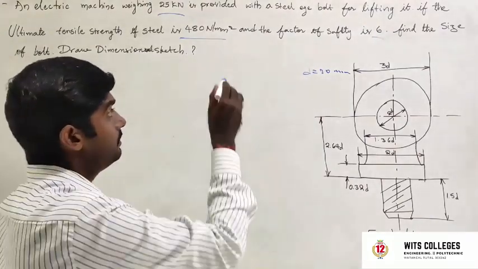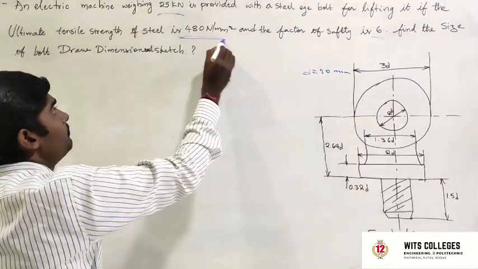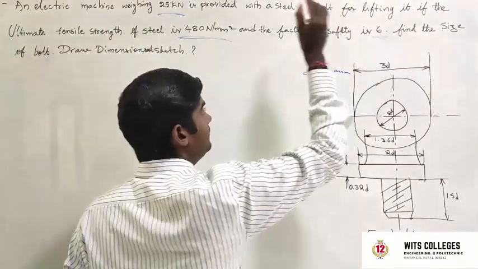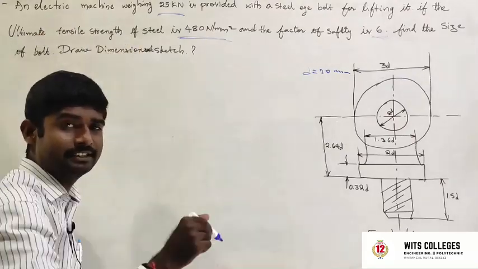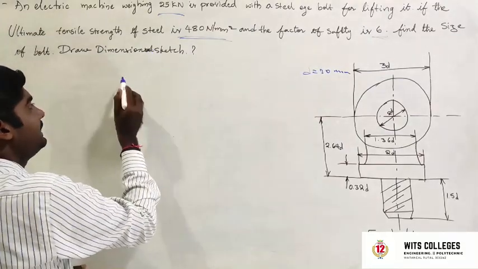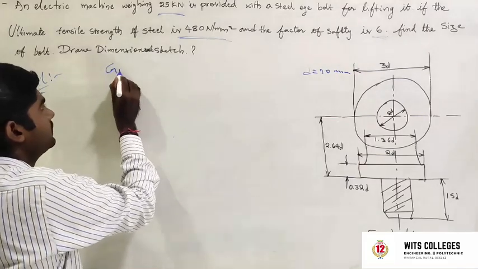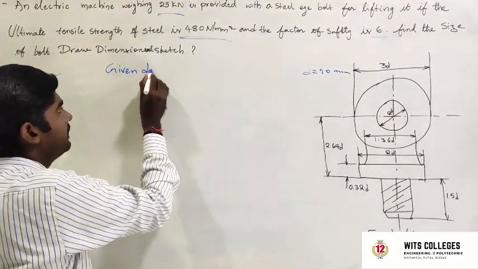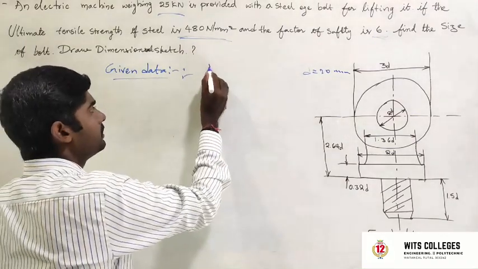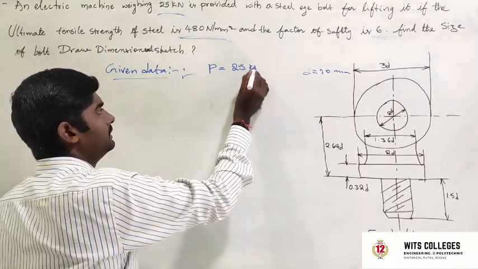Okay, let's see one of the important problems. Load is 25 kilonewtons, the tensile stress is 480, and the factor of safety is 6. This is the ultimate tensile strength. Now, the given data in this question is P is equal to 25 kilonewtons.